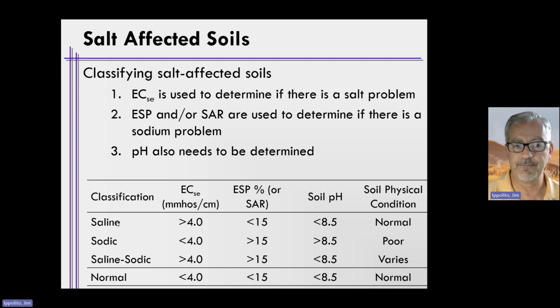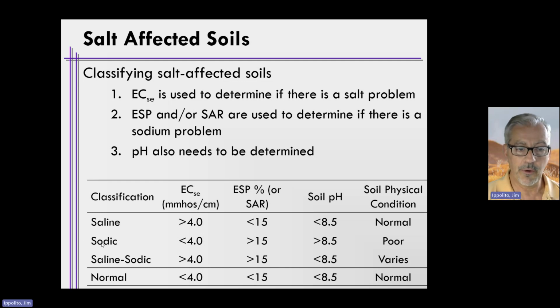So let's start at the top now. A saline soil, so this is just general salts. A saline soil has an electrical conductivity of greater than 4, right? So there are, in relative terms, quite a bit of salts here, but the exchangeable sodium percentage, or SAR, is less than 15. So of the salts that are present, it's not just sodium. There are other salts present. And the soil pH tends to be less than 8.5, and the soil may look normal, right? But if it's a saline soil, plants will likely be suffering.